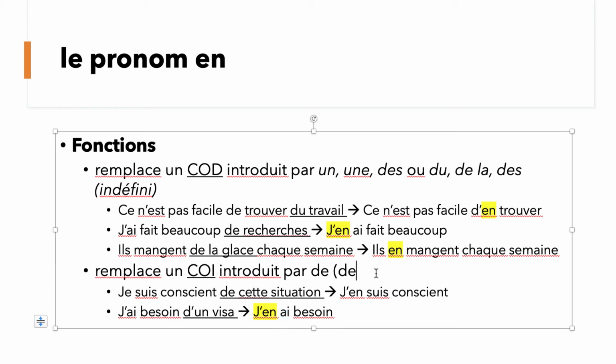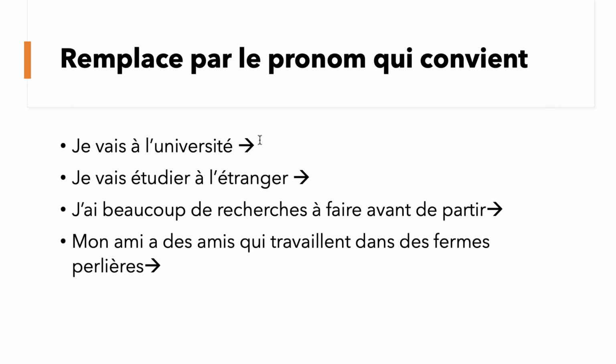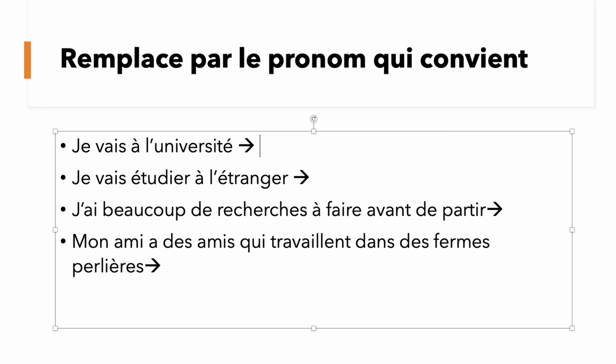Again, COI could either be the preposition à or the preposition de. In this case, when it comes to en, it's the preposition de. When it comes to y, it's the preposition à, accent grave, okay? Now let's do some exercises. You will see this in your practice quiz, some of it, not all of it, but these are the type of questions that you might get on an exam, okay?